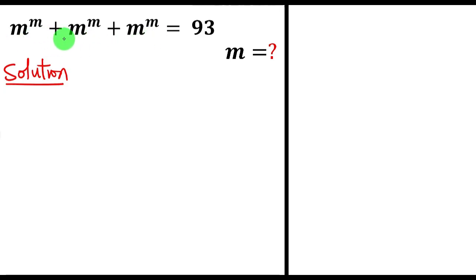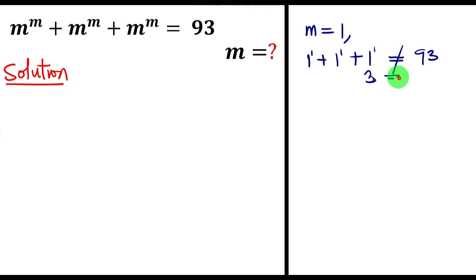I think it will be wise if we can guess what the value of m is likely to be before we do anything. So if m equals 1, we are saying 1 raised to the power of 1 plus 1 raised to the power of 1 plus another 1 raised to the power of 1. Is this equal to 93? No, because everything here is just 3, and 3 is not equal to 93. So m is never 1.